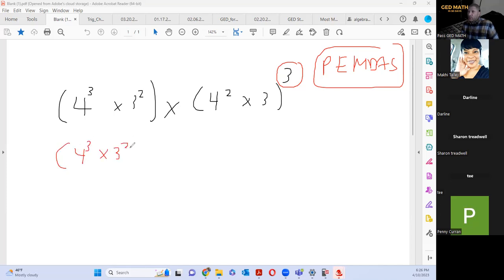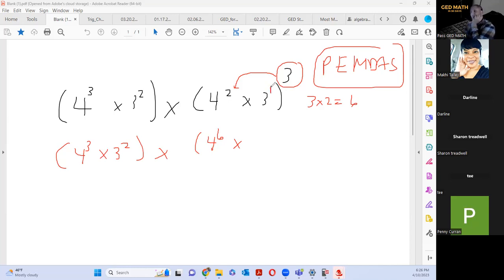4 to the 3rd times 3 squared times... Now, when you have something raised to a power, what operation do we do to the exponents? We multiply. So 3 times 2 is 6. So we have 4 to the 6th times what? 3 to the 9, right? Nope. The exponent is 3 to the 1, because it's not a 1 that you see.